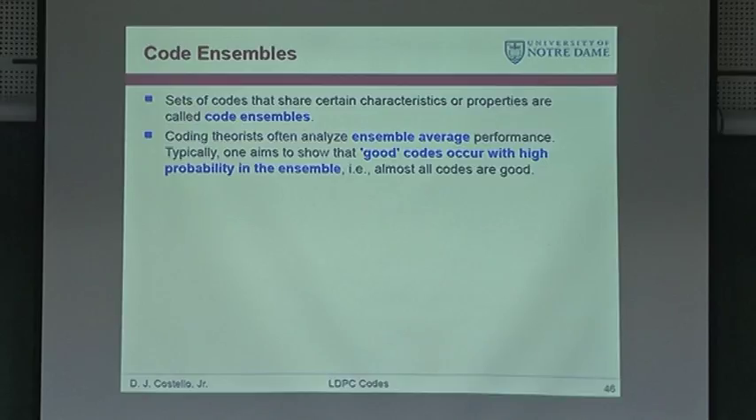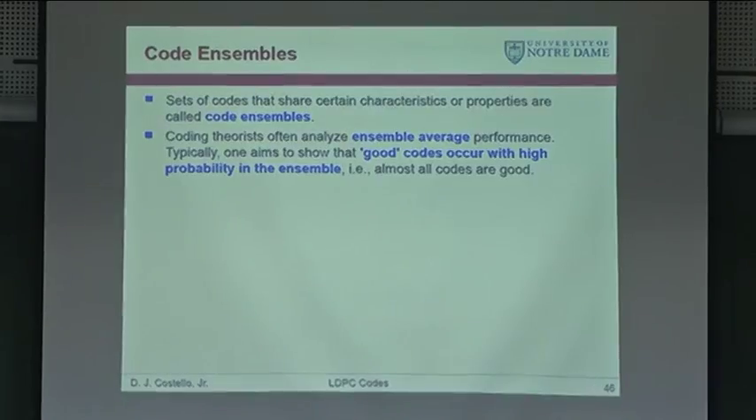codes. So usually one tries to show that good codes, which would mean maybe codes with a certain guaranteed minimum distance, occur with high probability in the ensemble. Or oftentimes we say almost all codes in the ensemble are good, which means if you just picked one at random, you'd have a high probability that you have a good code or a code with a large minimum distance.